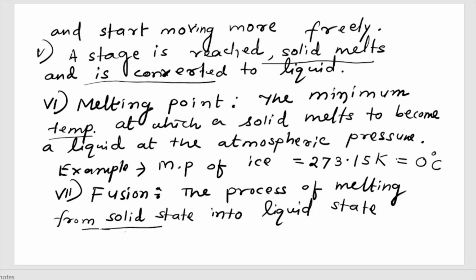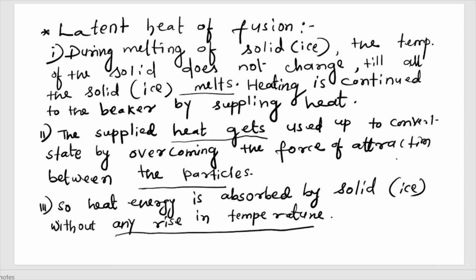तो फ्यूजन क्या है? सॉलिड का हीट करने से लिक्विड बनना, उसको बोलते हैं फ्यूजन। तो लेटेंट हीट ऑफ फ्यूजन क्या है? The temperature does not change till all the solid changes to liquid, ice to water. That means the heating energy, where is it going? It is hiding itself, it is trying to convert all the solid to liquid. That energy, that heat, is called latent heat of fusion. The supplied heat gets used up to convert.